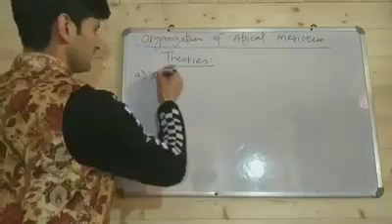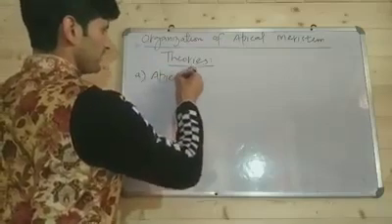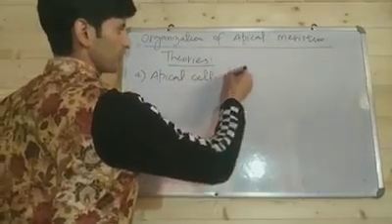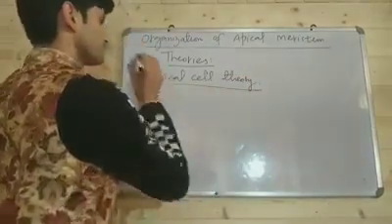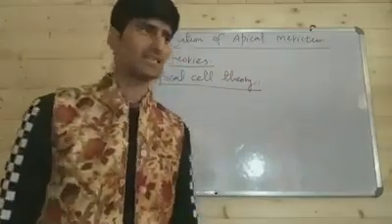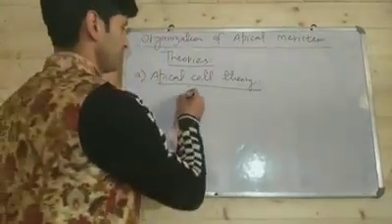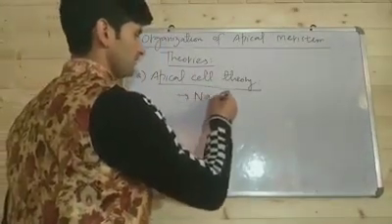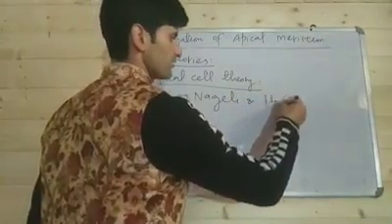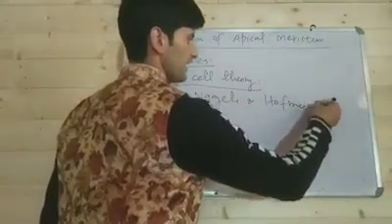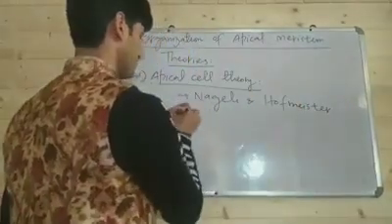The first theory, which basically explains the organization of apical meristem, is called apical cell theory. This apical cell theory was given by Nageli and Hofmeister.